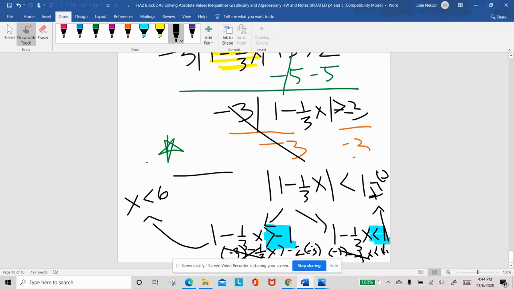So, which of the two numbers is smaller? 0 is smaller than 6. They both are open circles. On the 0, you're pointing to the right, and on the 6, you're pointing to the left. So you see how they're going together? So that's the reason why we write our answer, x is greater than 0 and x is less than 6.